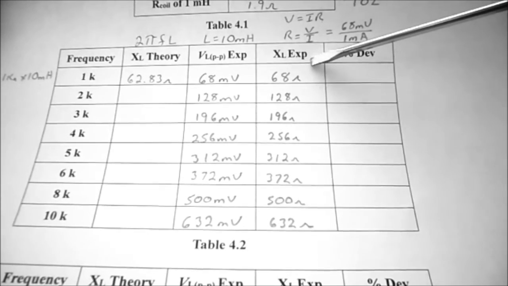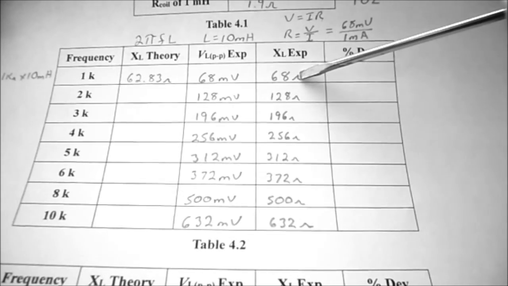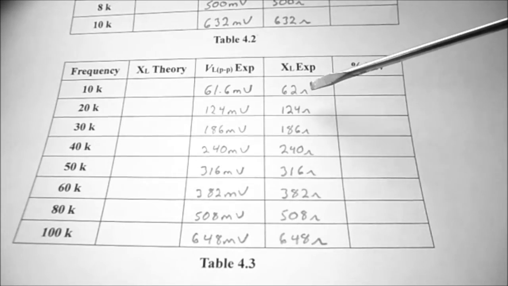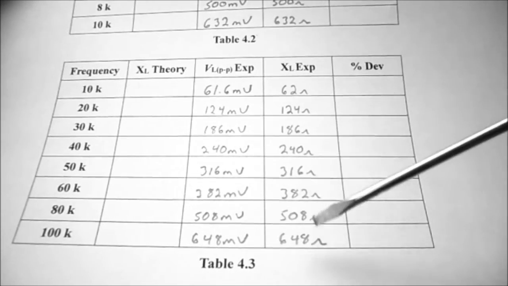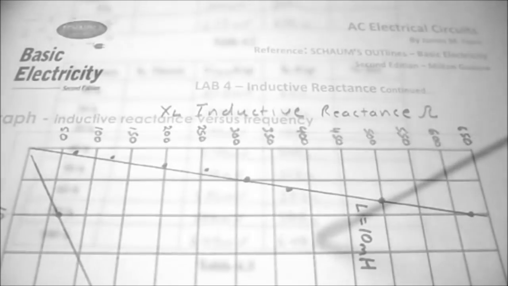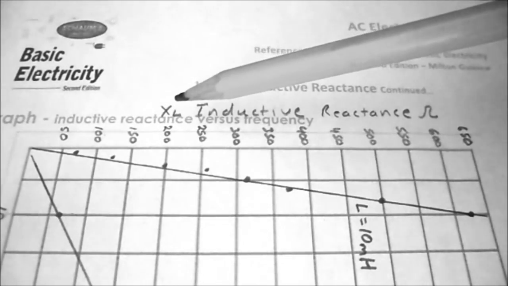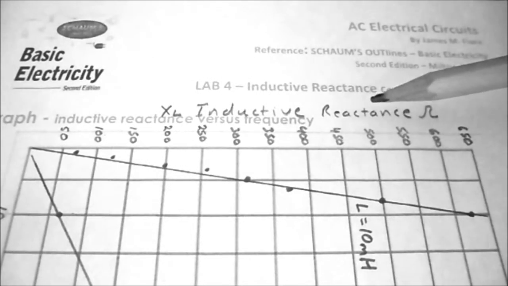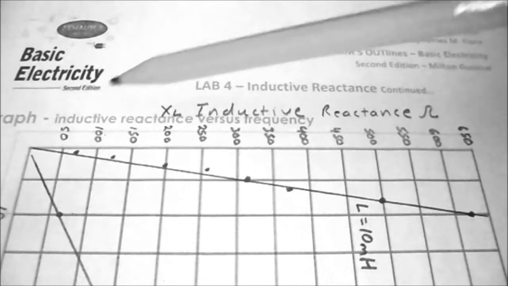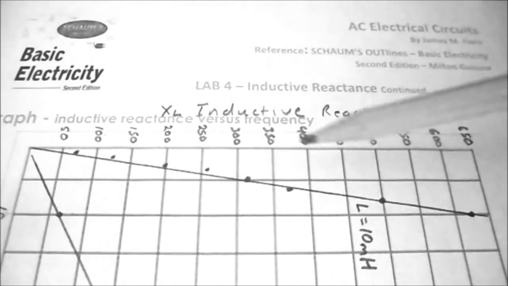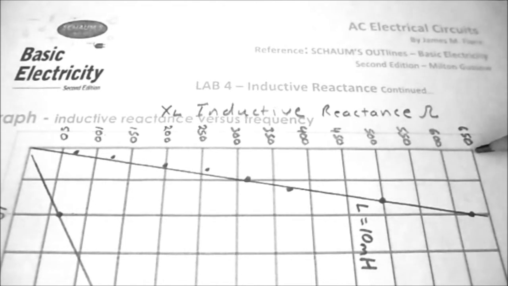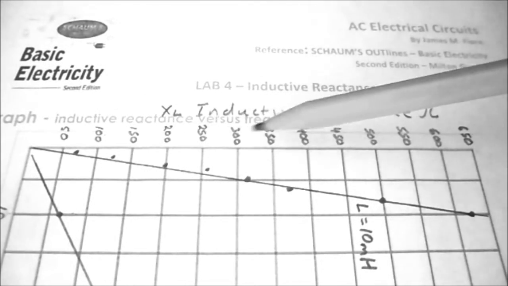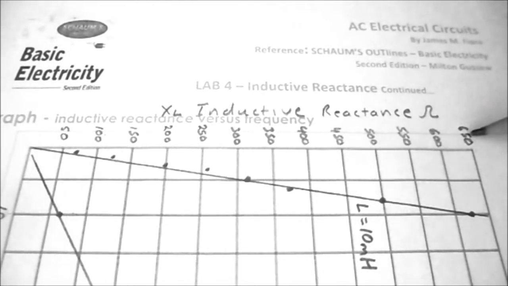So XL on table 4.2 goes from 68 ohms up to 632 ohms. And XL on table 4.3 goes from 62 ohms all the way up to 648 ohms. Now the vertical axis is XL, or the inductive reactance. Remember, this is measured in ohms. So I have to go all the way up to somewhere around 650 ohms. So if I do it in 50 ohm increments, that will get me up to 650 ohms.